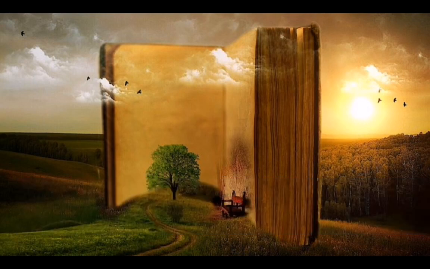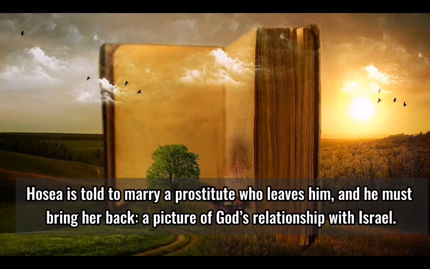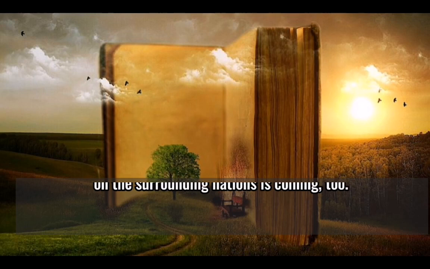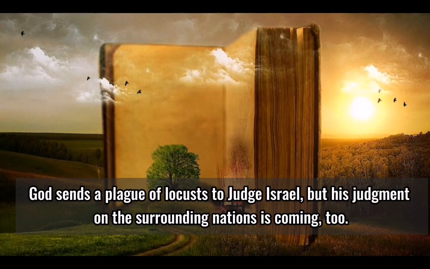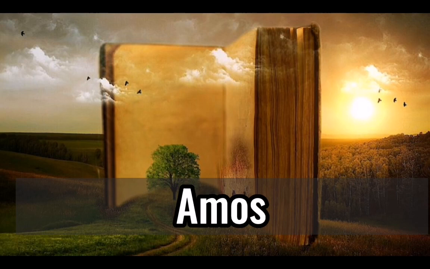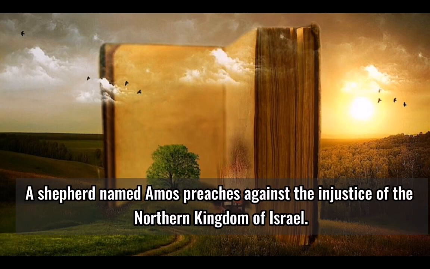Hosea. Hosea is told to marry a prostitute who leaves him, and he must bring her back, a picture of God's relationship with Israel. Joel. God sends a plague of locusts to judge Israel, but his judgment on the surrounding nations is coming too. Amos. A shepherd named Amos preaches against the injustice of the northern kingdom of Israel.